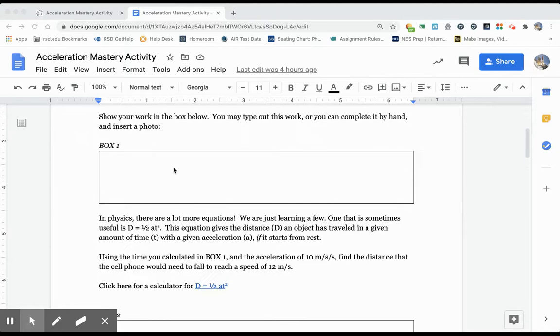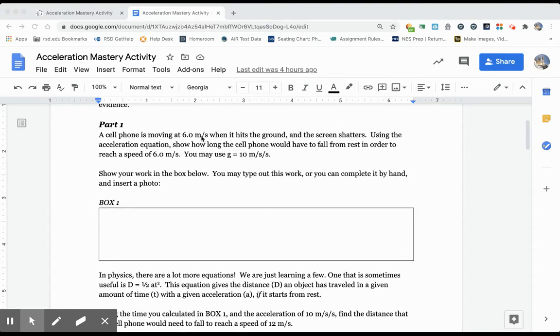So the first step asks: the cell phone is moving at 6 meters per second when it hits the ground and the screen shatters. Using the acceleration equation, show how long the cell phone would have to fall, so how much time, in order to reach a speed of 6 meters per second. You may use g equals 10 meters per second per second.